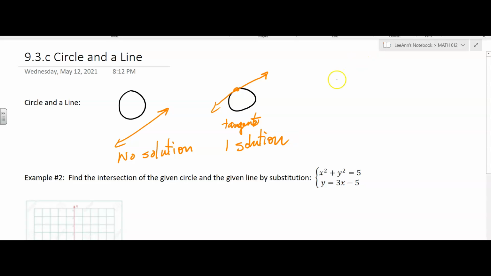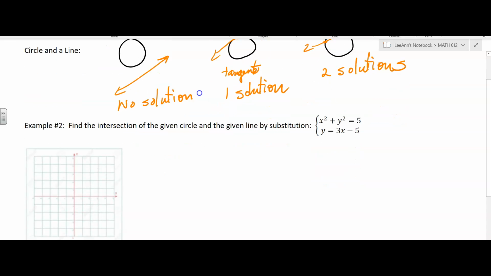Or you could have a circle, and then maybe the line just goes through the, well, that doesn't look very good. Try to draw it better. A circle, and then the line goes through in two places. And so we have two solutions. Okay, so those are the situations we could have.